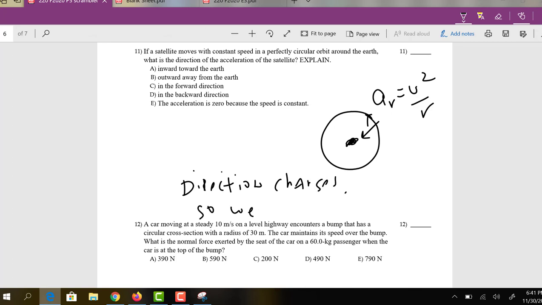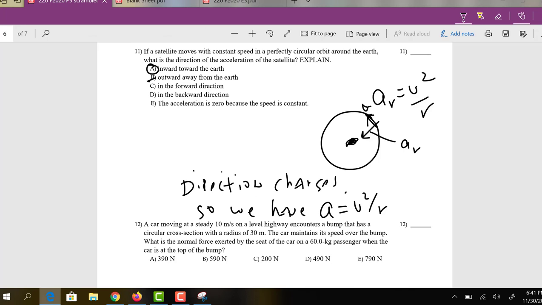Changes. So we have acceleration, and it's equal to v squared over r. So this is the way it's moving. This is the direction of the acceleration. Okay, so let's see, inward towards the Earth. Yep. Right, in this picture, that's the Earth at the center.